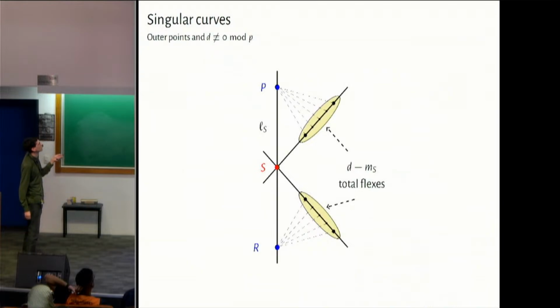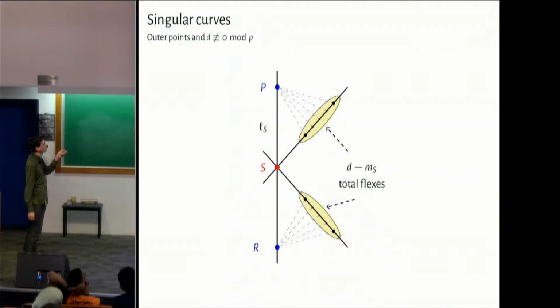This situation is depicted right here. So this red dot is the singular point. It has only one tangent line. All the extendable outer Galois points lie on this tangent line to S. And for every one of these Galois points, you would have a line that passes through S and contains d minus ms total flexes.